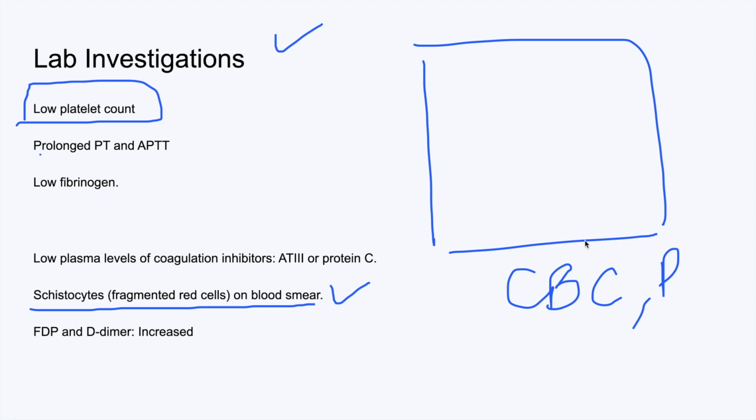Then there is prolonged PT and APTT. These are prolonged because of consumption of coagulation factors. Fibrinogen is also reduced because of its consumption. Now what is increased? FDP and D-dimers are increased, which are byproducts of the fibrinolytic pathway that is going on.